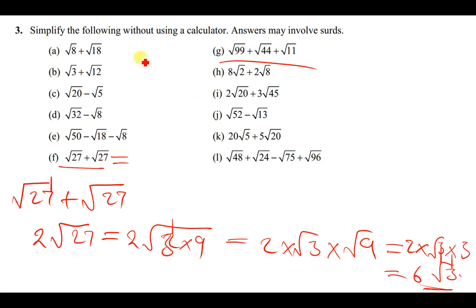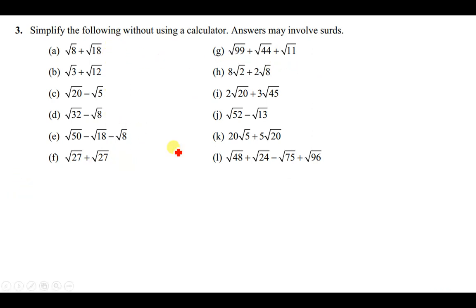Then this one is straightforward. You can solve it the same way I've solved this. So let me just solve maybe this one, then we are done. Or maybe I skip a bit, I will go to this one. Let me solve this one. So I have 20 root 5 plus 5 root 20.